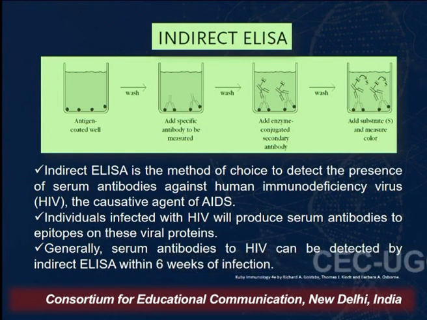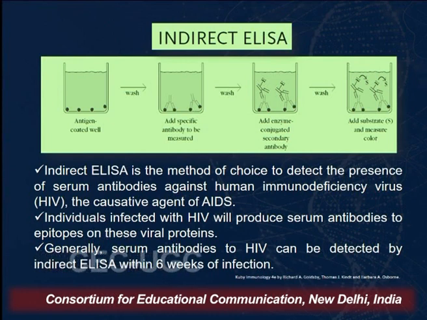The first technique which was used was called the indirect ELISA. In the indirect ELISA, the method of choice was to detect the presence of serum antibody against the human immunodeficiency virus, which is the causative agent of AIDS. This method was used to check the presence of serum antibodies in AIDS.